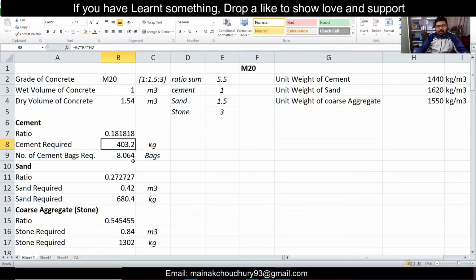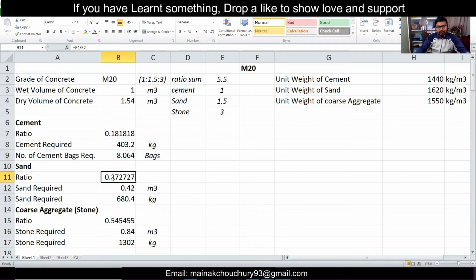And if you see the number of cement bags required, it is 8.063. How did I do that? You can simply divide the number of kg by 50, because the weight of one cement bag is 50 kg. So if you divide the cement required by 50, you will find the number of bags required, which is approximately 8.064 bags. Similarly, you can do for sand.